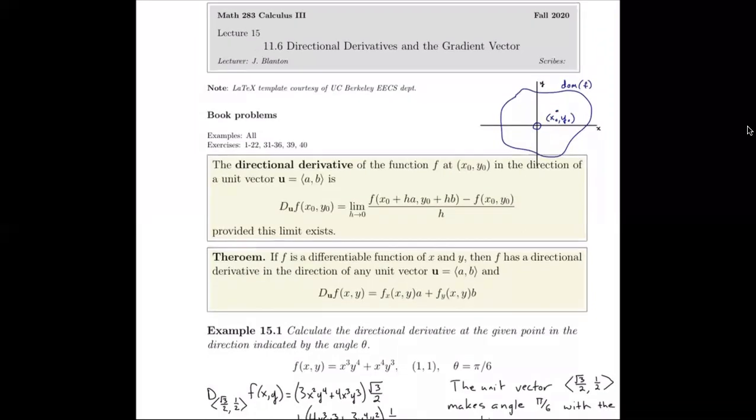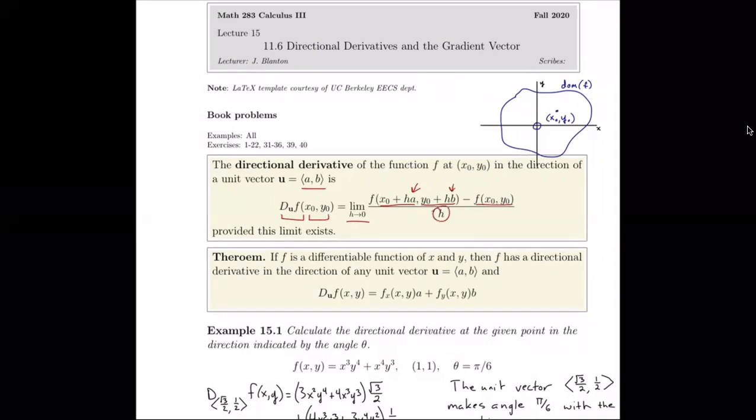So that's defined with really no surprise. The directional derivative in the direction u of the function f at the point x naught, y naught is equal to the limit as h goes to 0 of, here's our difference quotient, f of x naught plus ha, y naught plus hb. So this is where u's components come into play in order to introduce that direction. And h is going to run to 0. We'll take the difference with f of x naught, y naught, and divide by h to complete the difference quotient.